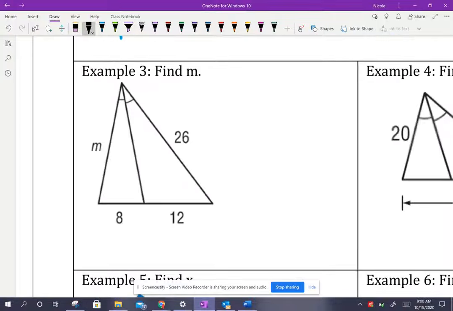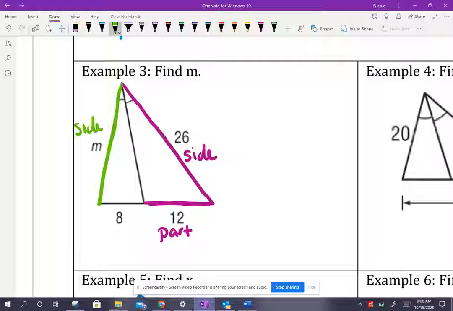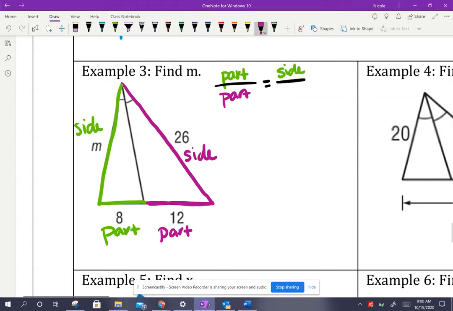we have M here. And so I have a part with 12 and a side of 26 and a side that has M and a part that is 8. So remember, it's part over part is going to be equal to side over side.